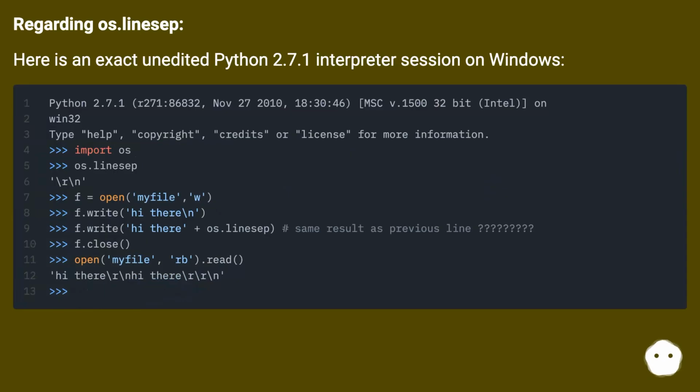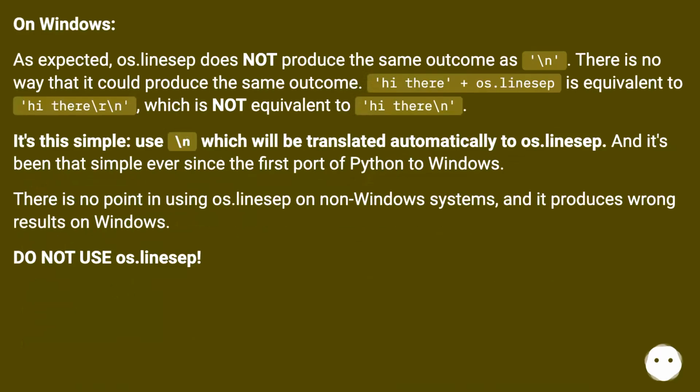Regarding os.linesep, here is an exact unedited Python 2.7.1 interpreter session on Windows. On Windows, as expected, os.linesep does not produce the same outcome as \n. There is no way that it could produce the same outcome. 'hi there' plus os.linesep is equivalent to 'hi there\r\n', which is not equivalent to 'hi there\n'.